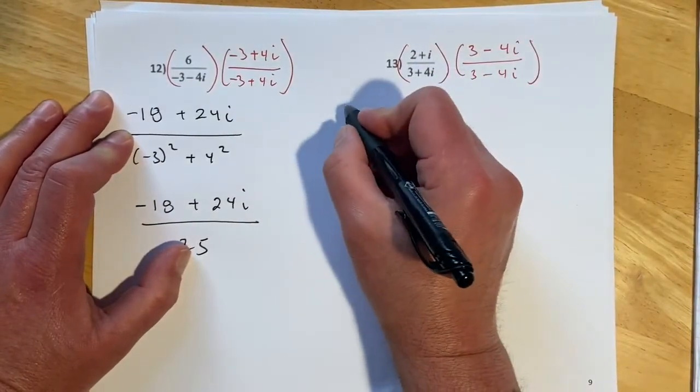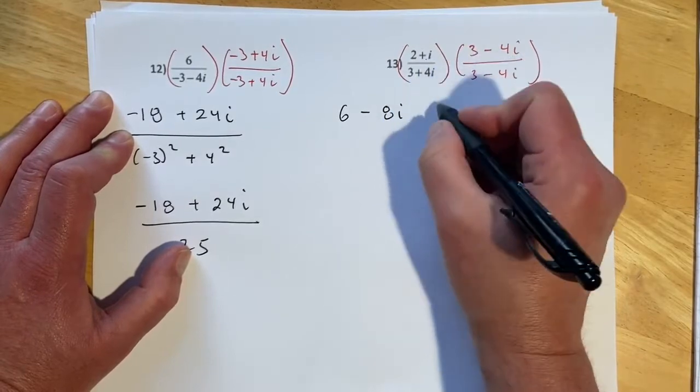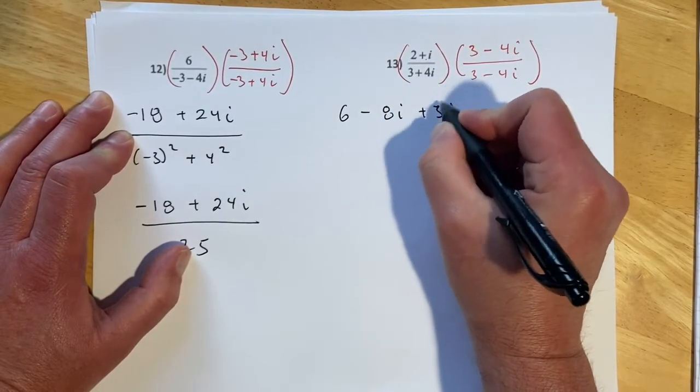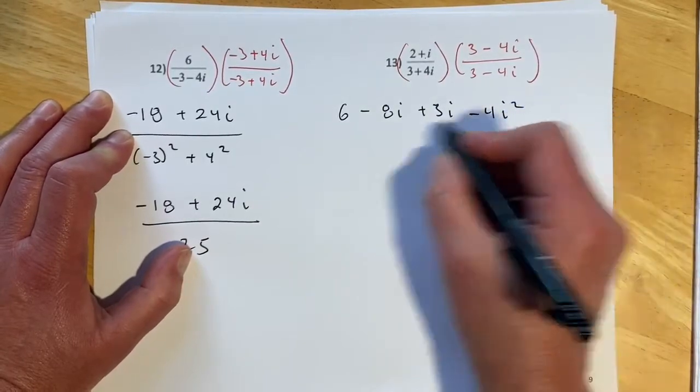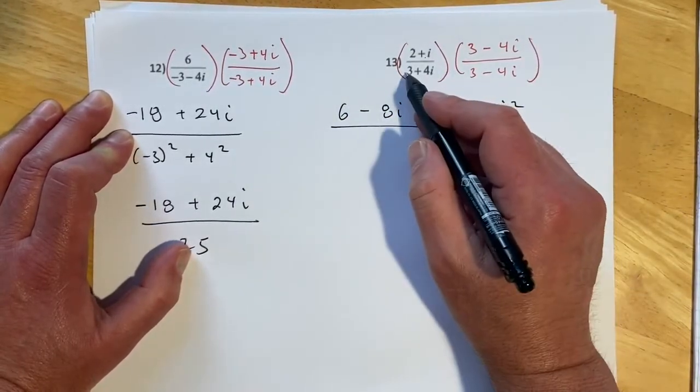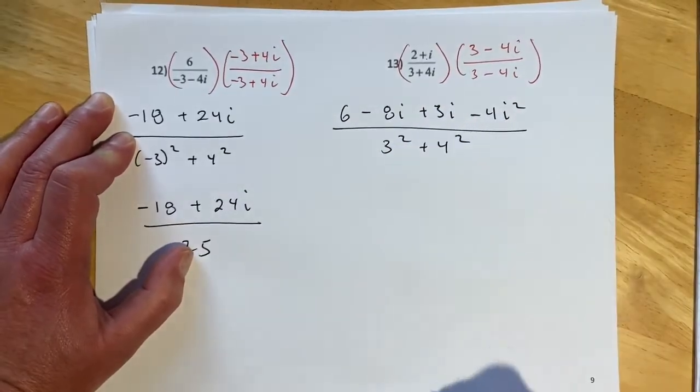So 2 times 3 is going to be 6. Outside minus 8i, inside 3i. And last is minus 4i squared. And then downstairs I'll use the shortcut, so 3 squared plus 4 squared.